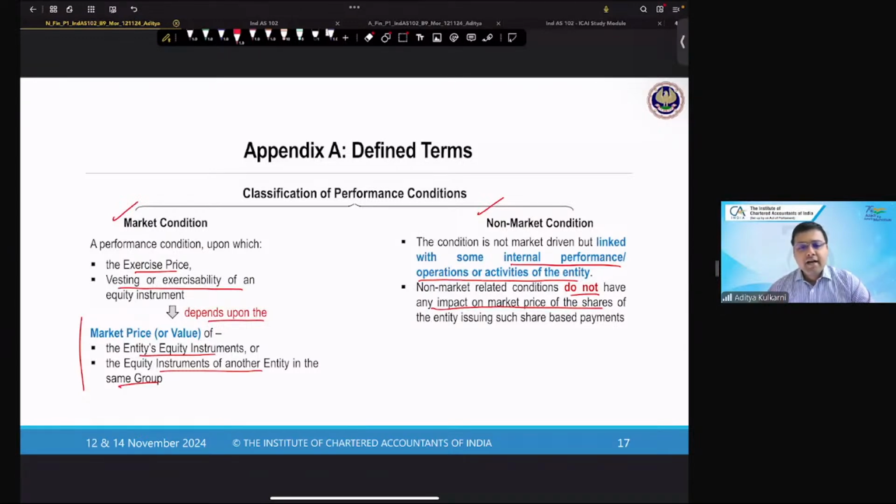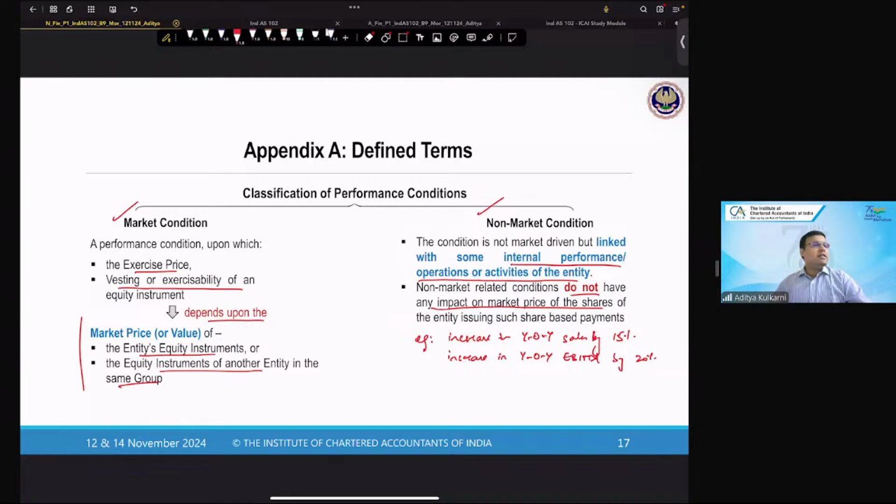Please give again the example of non-market conditions, Jeannie has asked. So a non-market based performance condition could be something like an increase in year on year sales by 15%. My sales I want to increase by 15%. Or an increase in year on year EBITDA by 20%. Are these related to market price? Answer is no. These are related to my operations.